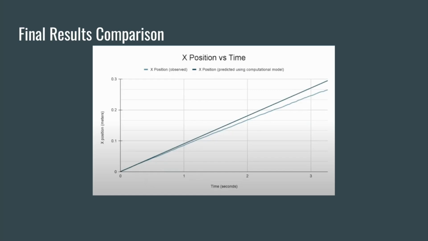Comparing the two graphs, we can see that they both have the same general trend. We can see that the x position predicted using the computational model is a little bit higher, but this is because the computational model does not take into account all the resistive forces that act against the object, such as friction, air resistance, and gravity. It omits those, when in reality, these forces are acting on the marker.